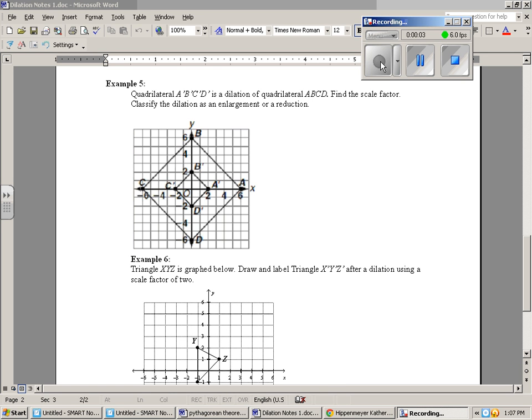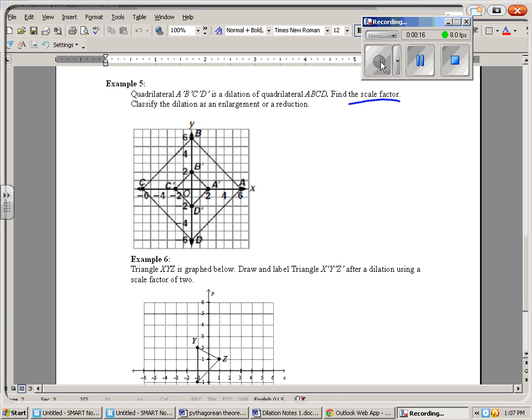This is a continuation of the dilation notes page. We're looking at example 5. Quadrilateral ABCD prime is a dilation of quadrilateral ABCD. Find the scale factor. Classify the dilation as an enlargement or a reduction.